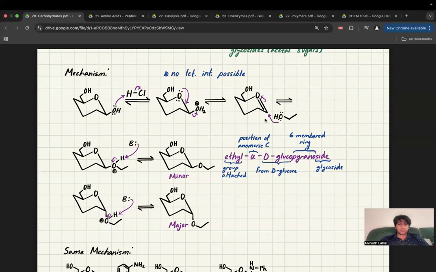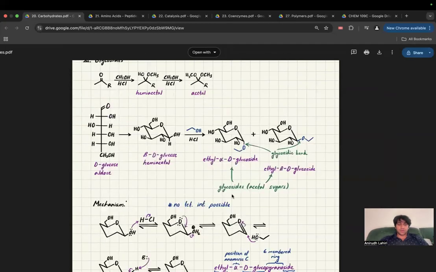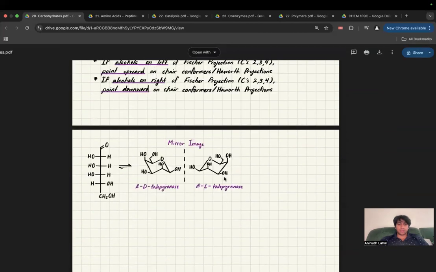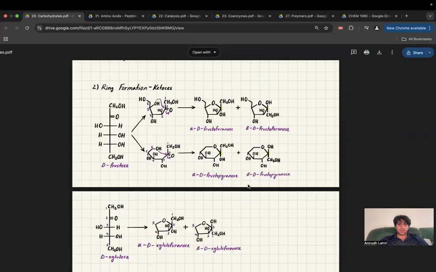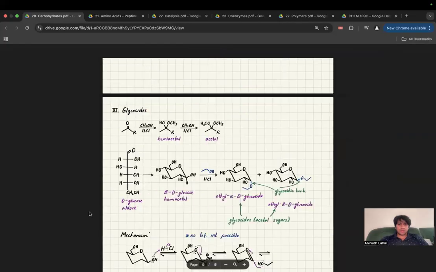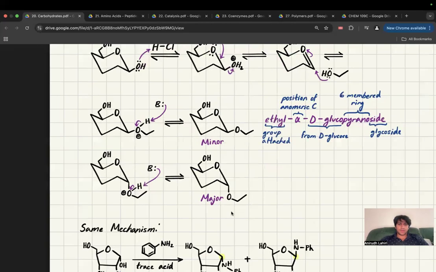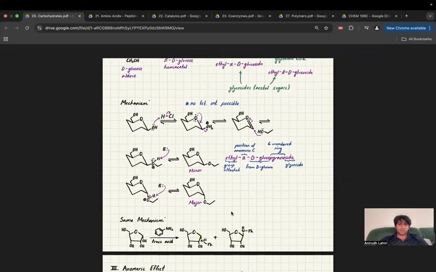But then after that, we have this group come here, we attack here, we kick this up because now this has a plus charge on it. We deprotonate and we have this. Major is here. Major is the one that's pointing down. It's alpha. The one that's pointing up is beta. And if you recall from earlier, the major one from earlier was actually the beta D-glucose, right? Let's see where it was. Right, beta D-glucose, alpha D-glucose. So it's interesting to note that when we make the glycosides, the one that's major is the one that's pointing down. And that has to do with an effect that we haven't talked about yet, but we'll get into in a second.